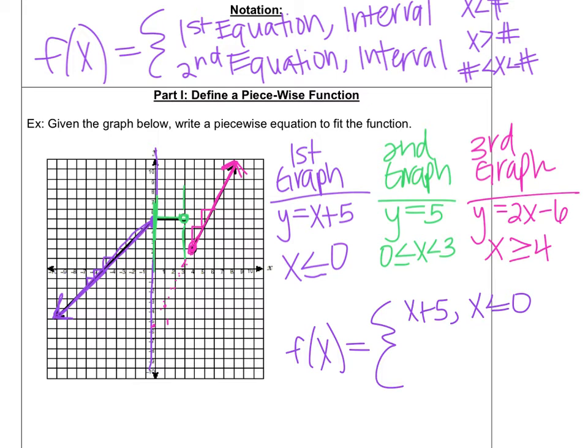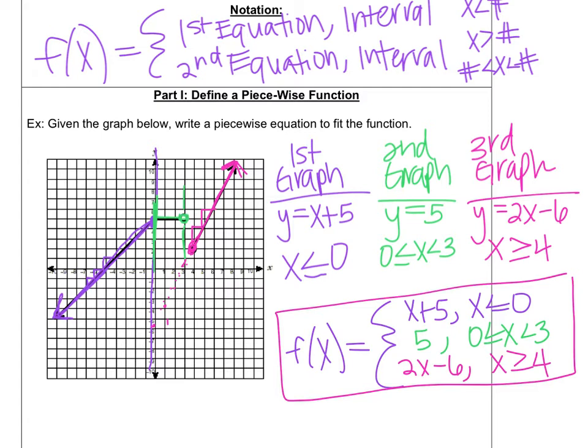And then the second graph was y equals 5. So like I said, don't write y equals, just write the equation. And that was whenever x was between 0 and 3. And then finally, for the third graph, my equation was 2x minus 6 when x was greater than or equal to 4. And that's it. So that would be your piecewise function that would represent this graph.